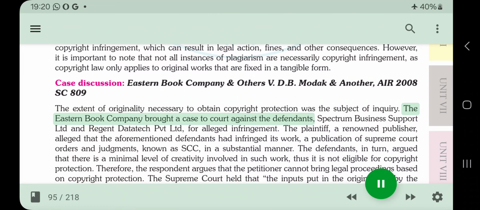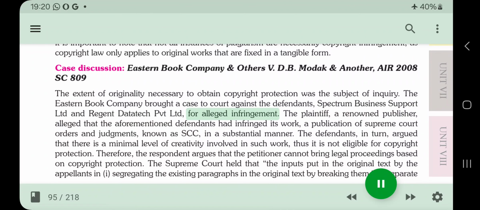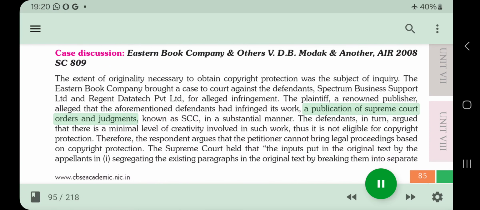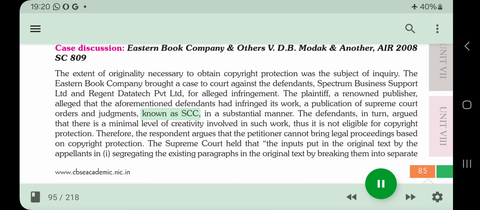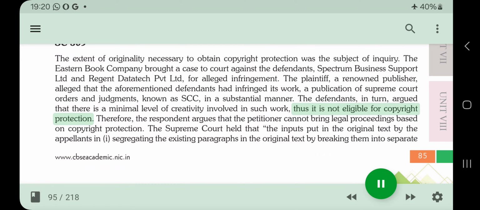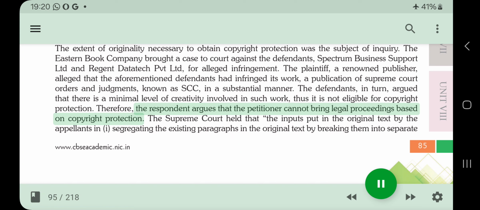The Eastern Book Company brought a case to court against the defendants, Spectrum Business Support Limited and Regent Datatech Pvt Limited, for alleged infringement. The plaintiff, a renowned publisher, alleged that the aforementioned defendants had infringed its work, a publication of Supreme Court orders and judgments, known as SCC, in a substantial manner. The defendants, in turn, argued that there is a minimal level of creativity involved in such work, thus it is not eligible for copyright protection. Therefore, the respondent argues that the petitioner cannot bring legal proceedings based on copyright protection.